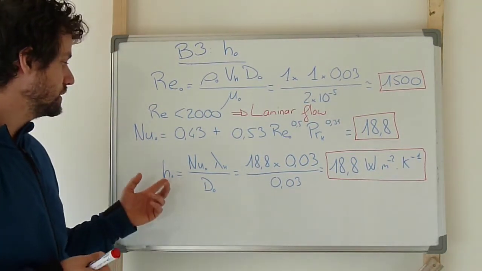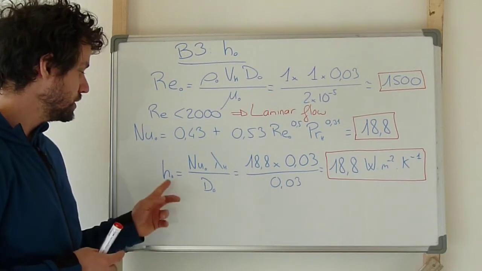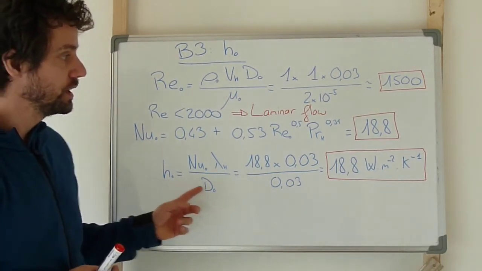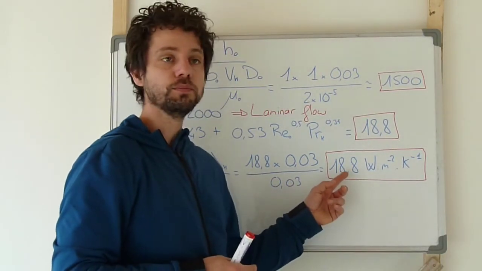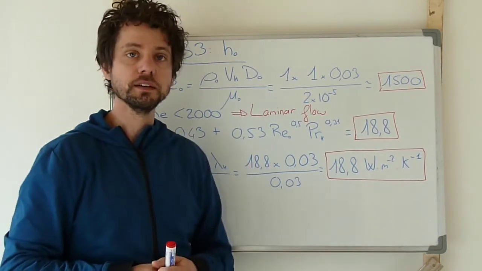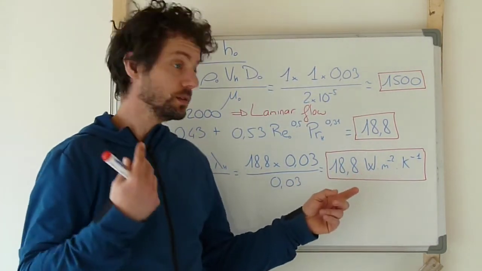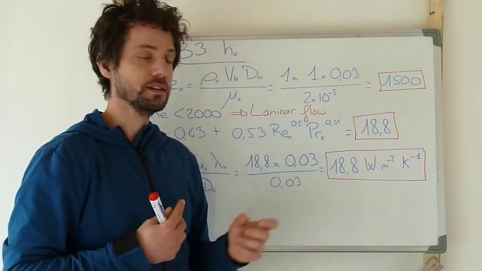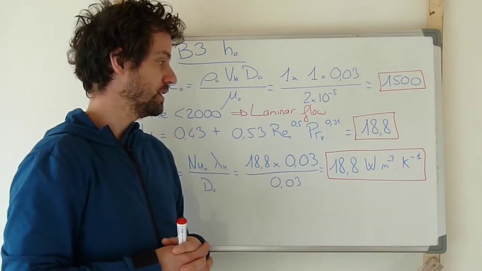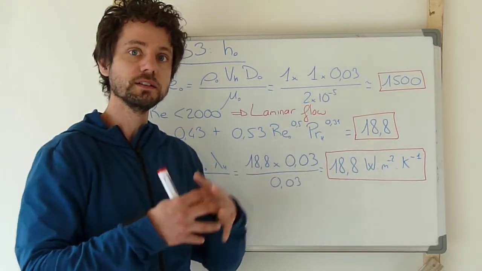Then as the Nusselt number is a function of the outer heat transfer coefficient, we can calculate this convective heat transfer coefficient, and we find the same value, so 18.8 watts per square meter per Kelvin. And so we know this value. We can already note that this value is pretty low. It's much lower than the heat transfer coefficient we had on the inner side of the tube.